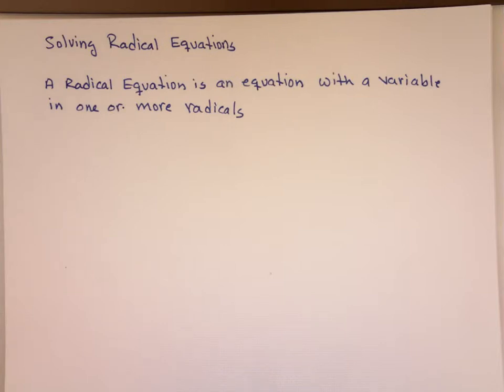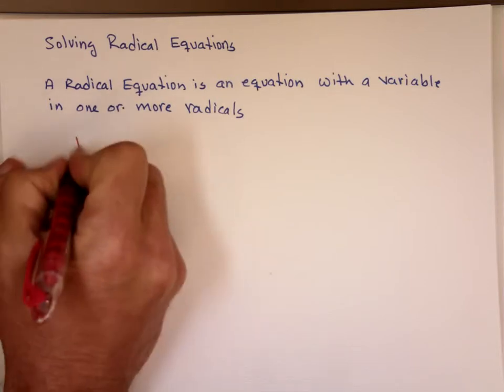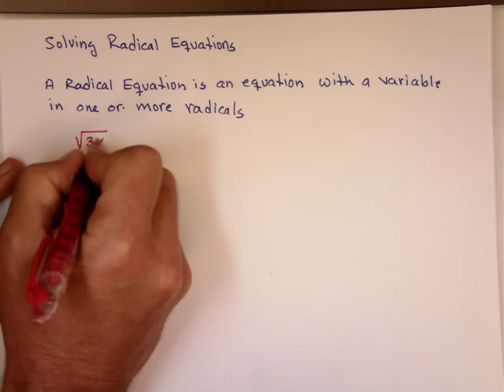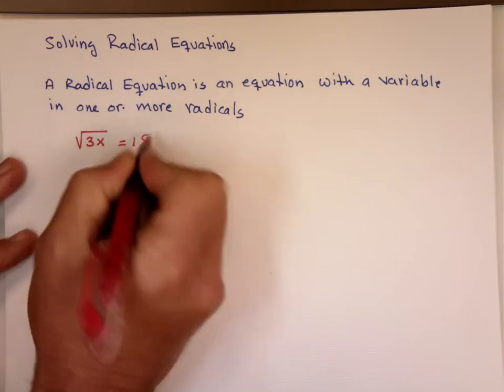Solving radical equations. What's a radical equation? A radical equation is an equation that has actually a square root in it. It could be more than one. An example could be something like this: square root of 3x equals 18. That's a radical equation.